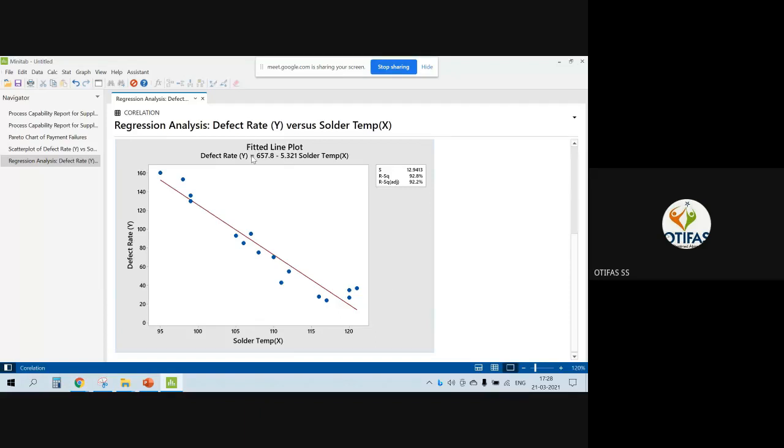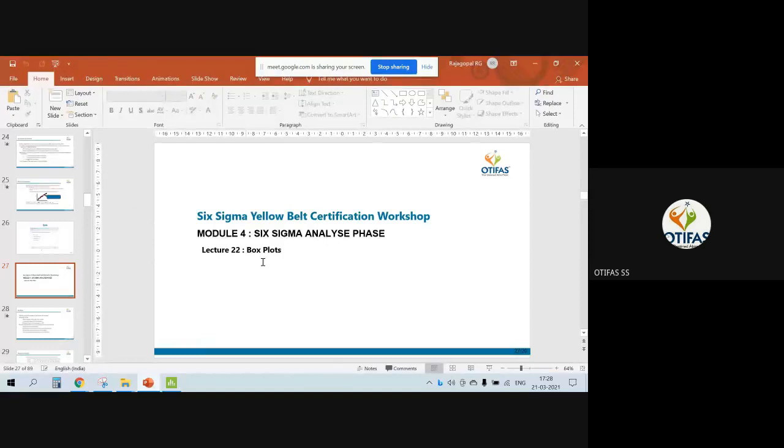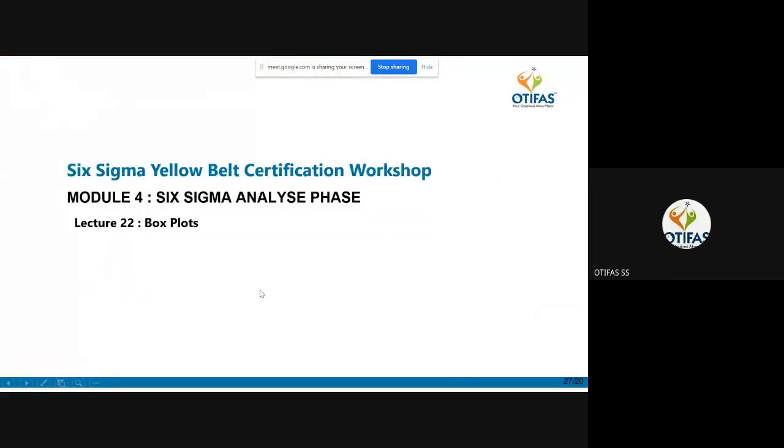Now see, this is the equation. If you want to find out the best temperature to reduce the defect rate, you get an equation also. Now, what is R square? R square is the square of your R value. What was the R value we got? Minus 0.96. If you just square it, how much will you get?